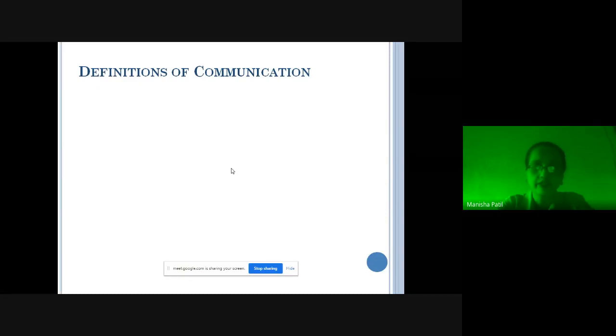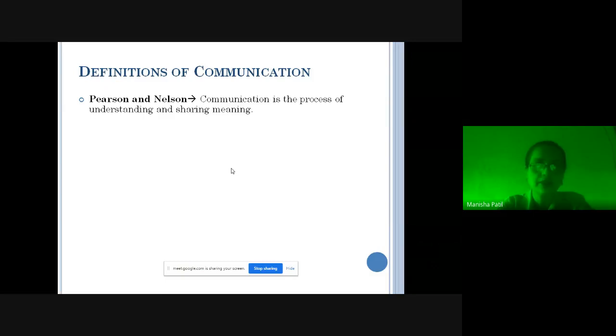So here we are having different definitions of communication. It will be better if you write down these definitions, because these definitions you have to write in the examination word by word. It should be same as it is given into the inverted commas. So may I request all of you to write down these definitions in your notebook. So the first definition is by Pearson and Nelson. Communication is the process of understanding and sharing meaning. Please write down in your notebook.